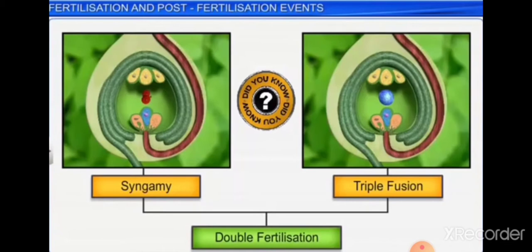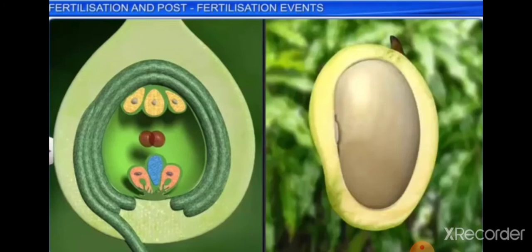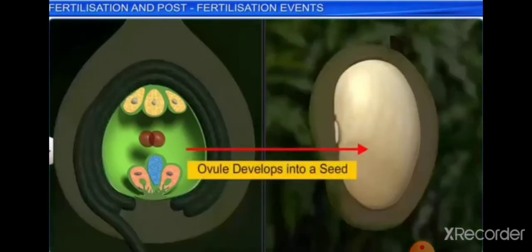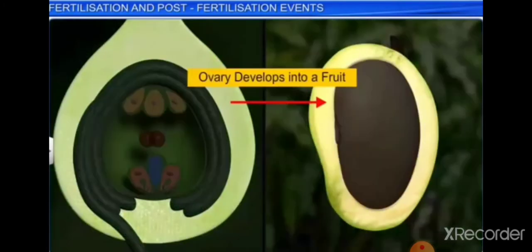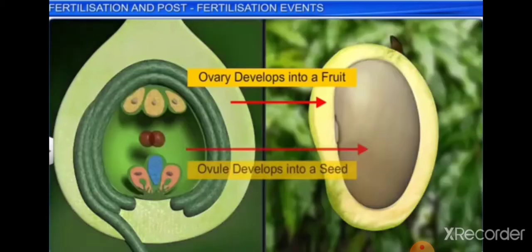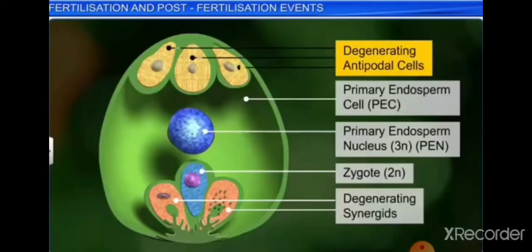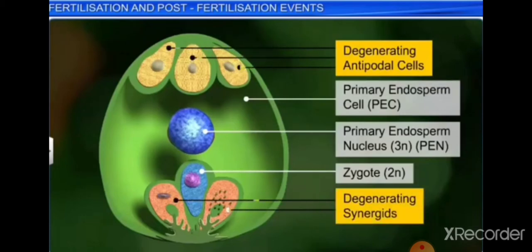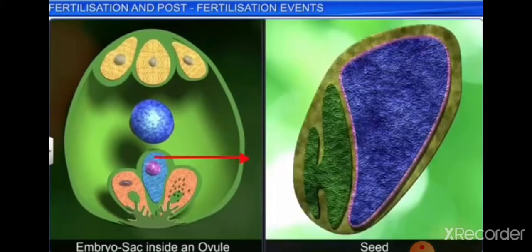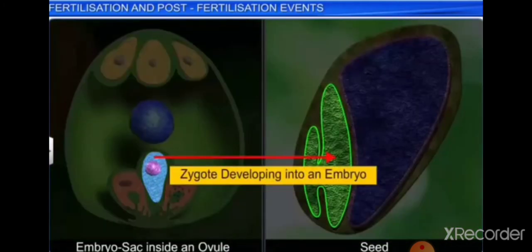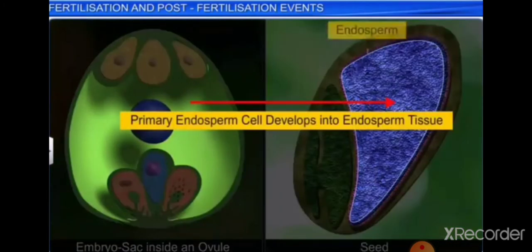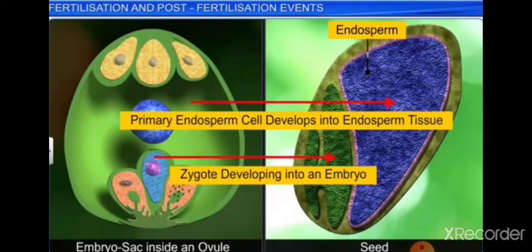Did you know that syngamy and triple fusion together are called double fertilization? It is a phenomenon unique to flowering plants. Double fertilization is followed by several post-fertilization events which eventually transform the ovule into the seed and the ovary into a fruit. These events include degeneration of the antipodal cells and synergids, the development of the zygote into an embryo, and the primary endosperm cell into the endosperm by repeated mitotic division.